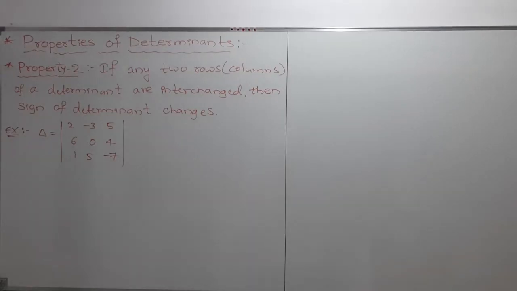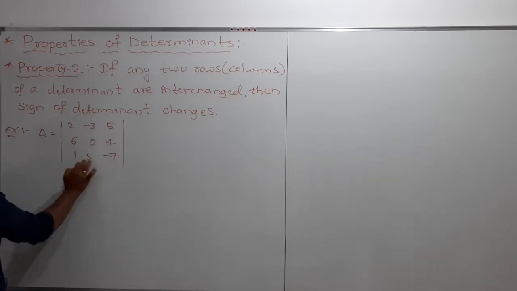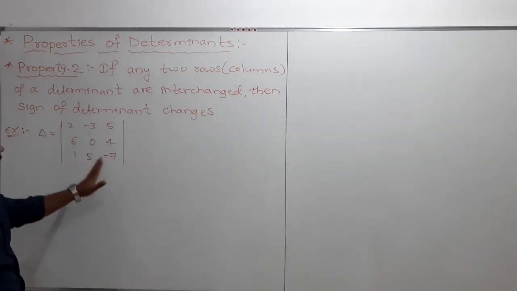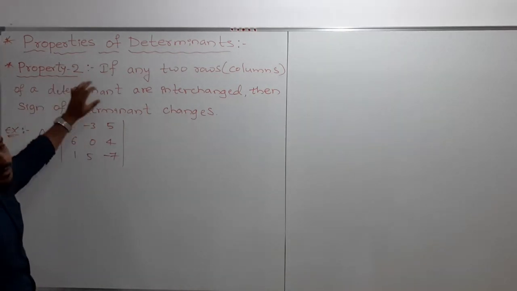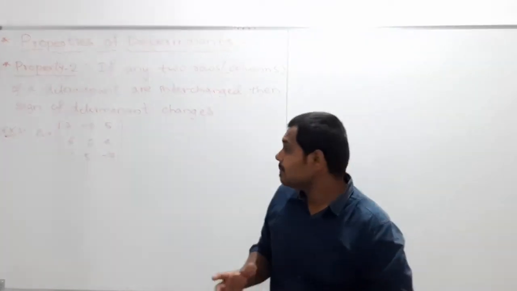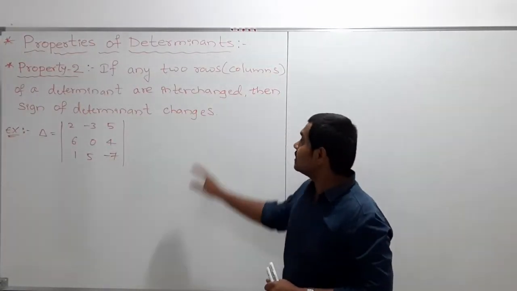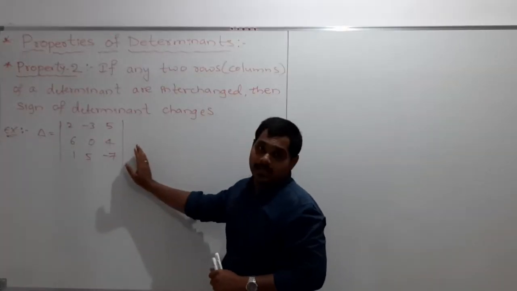Yes, my dear students, the example that I wrote on the board, that is delta is equal to the determinant with rows 2, minus 3, 5; 6, 0, 4; 1, 5, minus 7. This is the one example I am solving to verify the second property. We just solved the theory part, which means generally I solved this property. Now I am taking one particular example here, my dear students.